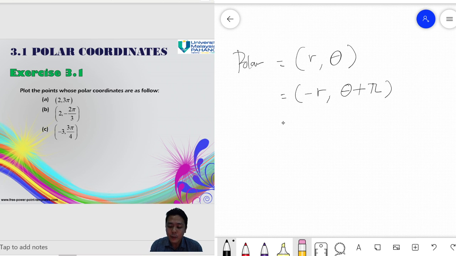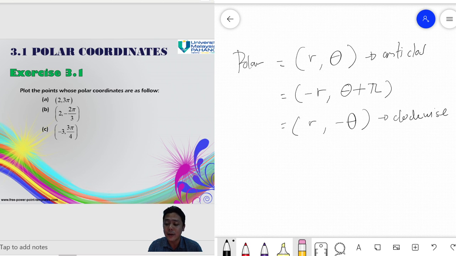Next, if we change the direction, we make the degree negative, which means it is clockwise. This one will be a normal anti-clockwise. That's all for the brief lecture on plotting the polar coordinates. Hope to see you in the next lecture.